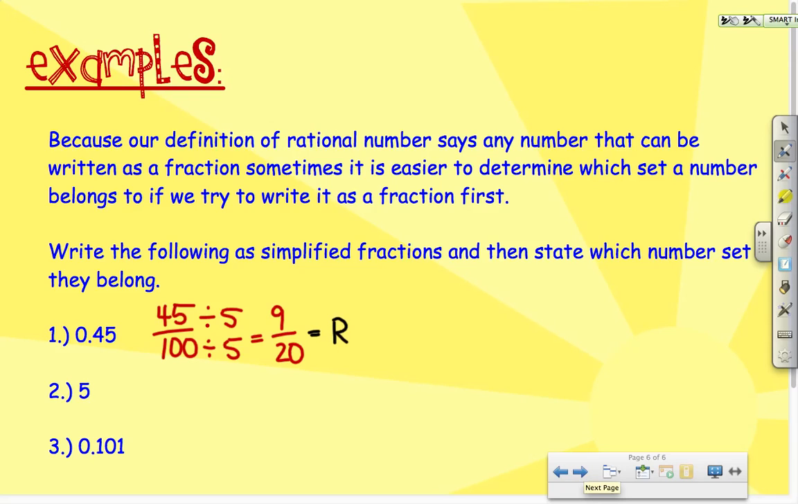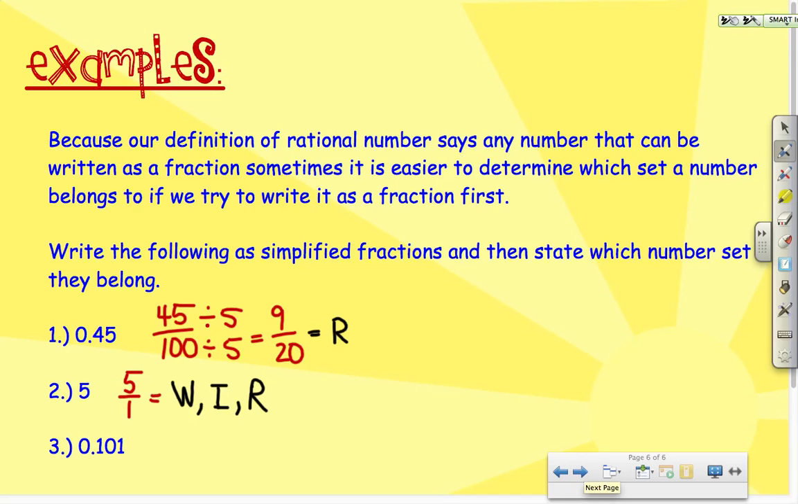Okay, 5. It tells me I have to write it as a fraction. Well, if I'm going to write 5 as a fraction, I can always make any whole number a fraction by putting it over 1. So, is this a whole number? Yes. Are all the whole numbers integers? Yes. Is it a rational number? Yes, because all the whole numbers are rational numbers. So we'd have whole, integer, and rational.